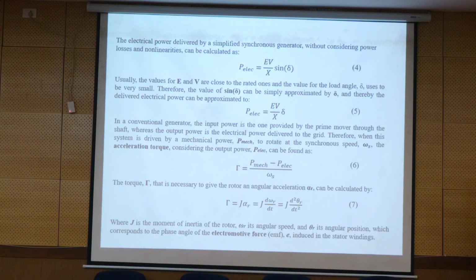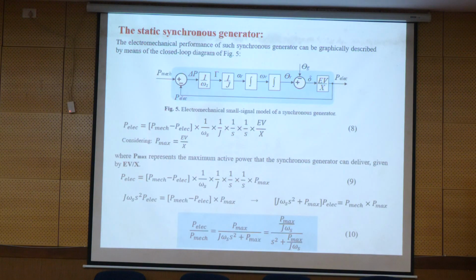Definitely it should be the same, but it is not absolutely the same. So after the transient, in the steady state, they become the same. But we get back again to this. We said that we have P mechanical, or input power, minus P electrical as output power, and then we have omega S. So P mechanical minus P electrical is delta P. If we divide it by omega S, we have the torque. Is it clear enough?